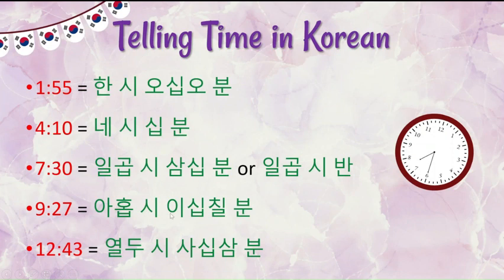बस 30분 को आपने किससे रिप्लेस कर दिया? 반 से, without attaching any counter with it. Right? Next is 9:27. 9시 27분. Okay, it is very easy now. Next is if you want to say 12:43. So 12 is 12시 and 43 is 43분. Okay, so this is how you tell time in Korean.